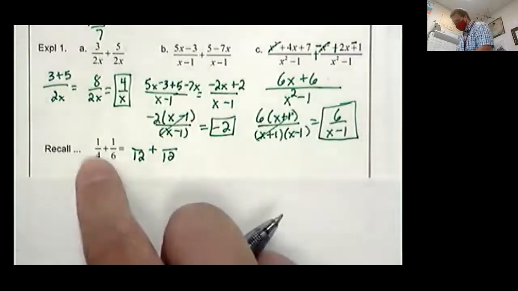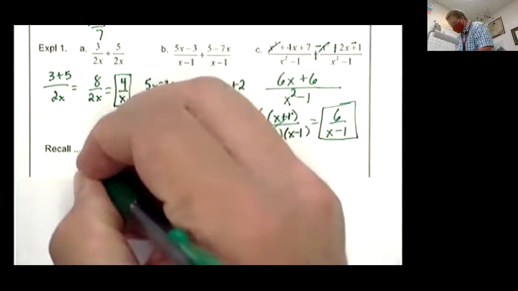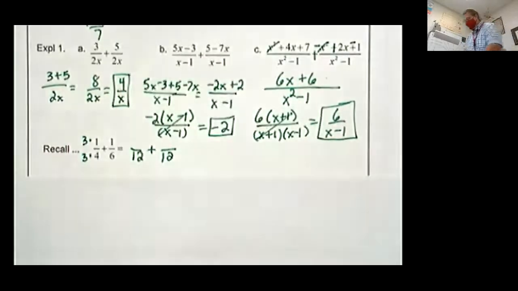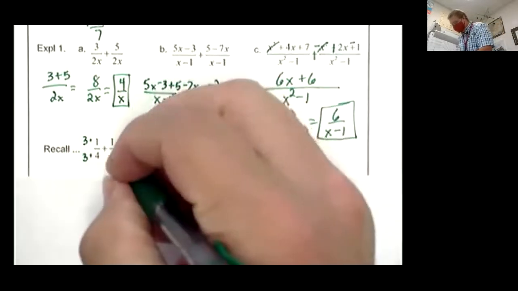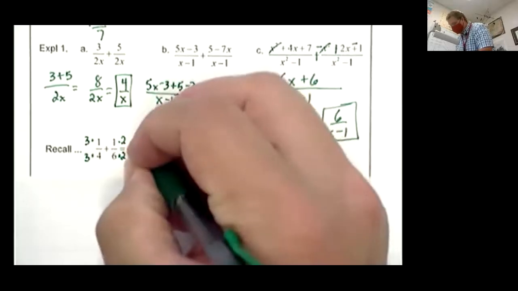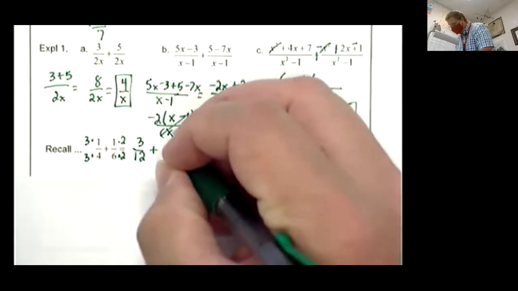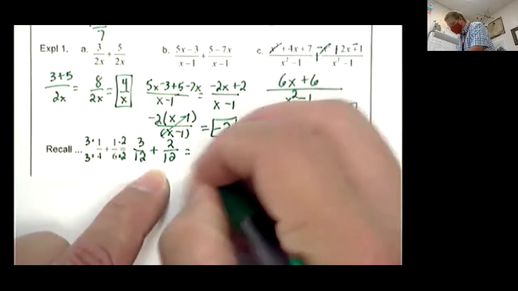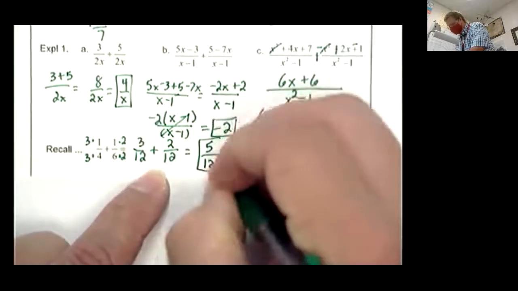Well, to get 4 to become a 12, we can multiply it by 3. If we multiply the bottom by 3, we have to multiply the top by 3. To get the 6 to be a 12, we have to multiply by 2. And so we're left with then 3 12ths plus 2 12ths. Now we have same denominators. We can add: 3 plus 2 is 5.